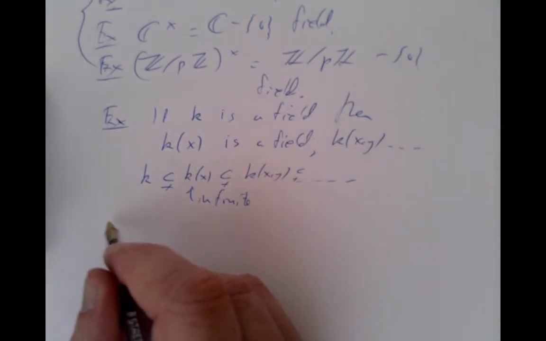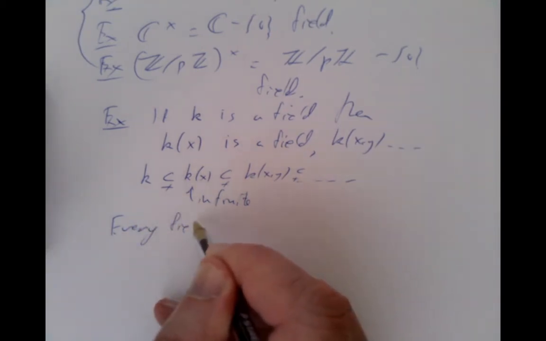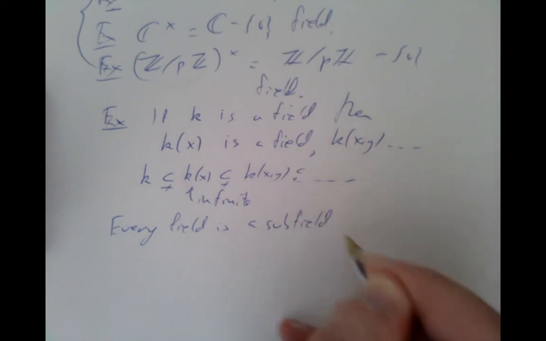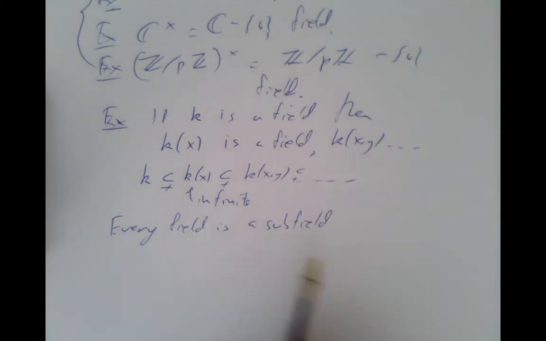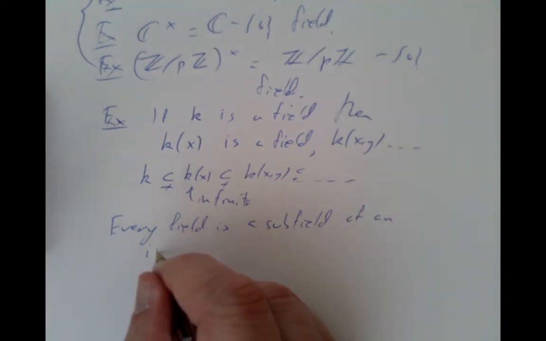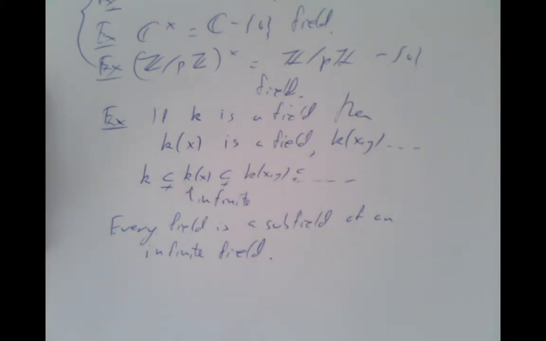And so we have the following obvious observation: every field is not just a subring, but actually a subfield. A field being a subring of another field is called a subfield. It's always a subfield of an infinite field. That's a useful fact because sometimes we want to add more numbers into a number system so that we can have infinitely many numbers to work with. We'll see that that's useful in studying polynomial equations, to be able to have fields that are infinitely large.